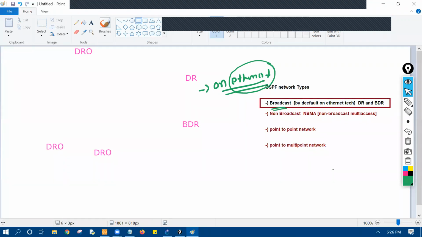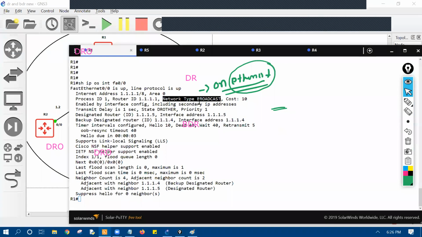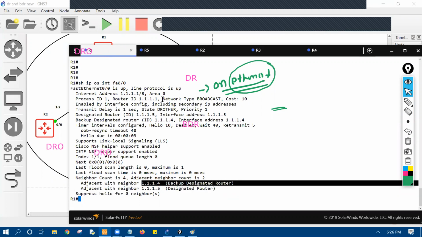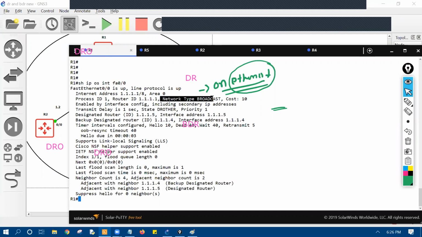If you see this router right now, the state is DR. Of course, R1 is a DROTHER, and R5 and R4 will be the DR and BDR. R5 is the DR, and R4 will be the BDR. This interface is saying that I have enabled OSPF, my network type is broadcast, and the cost of this interface is 10, the default cost of Fast Ethernet.